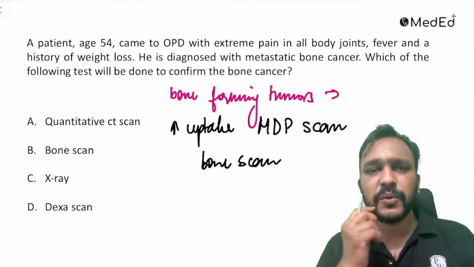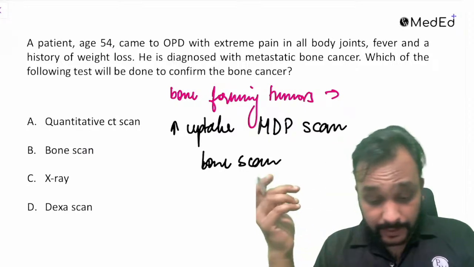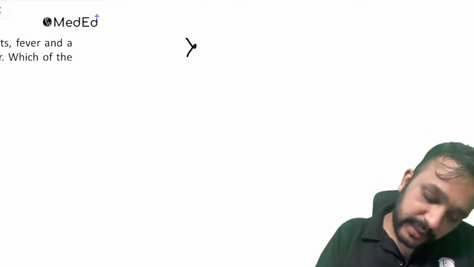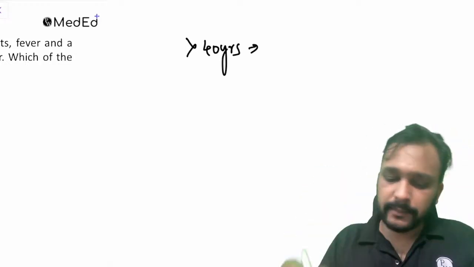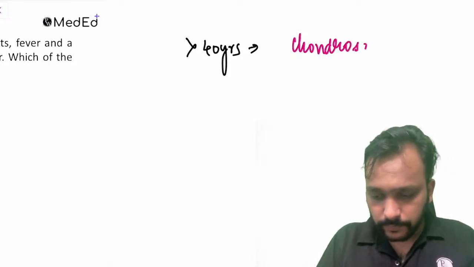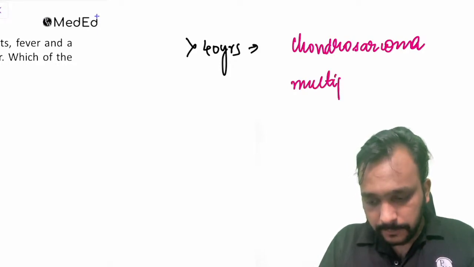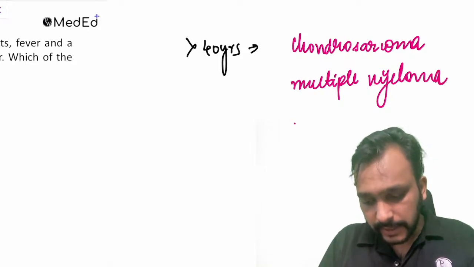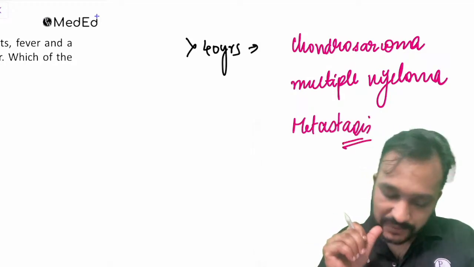So any metastatic bone cancer is going to result in increased formation of the bone, right? And if I'm going to ask you one very important question, which are the tumors which are common in patients with more than 40 years of age? So you should remember three important tumors. One is chondrosarcoma, that is common. Then you will have multiple myeloma, again common in more than 40 years of age. And third is metastasis, right?